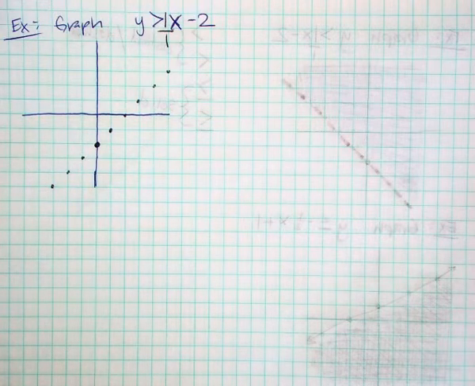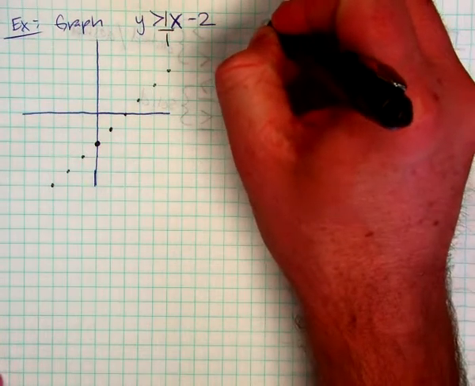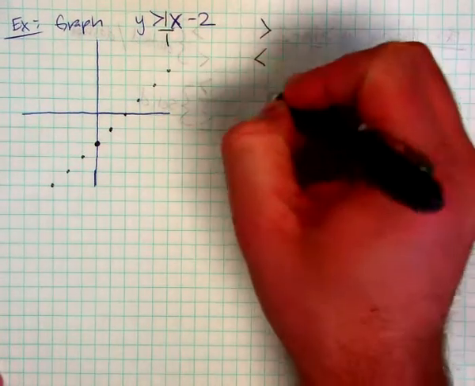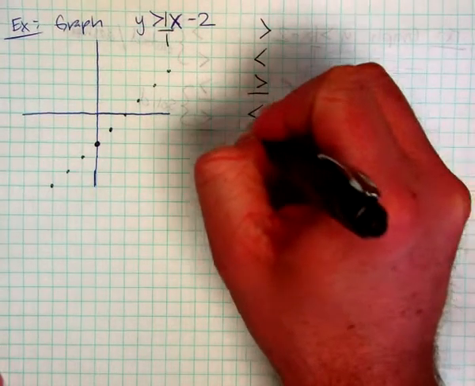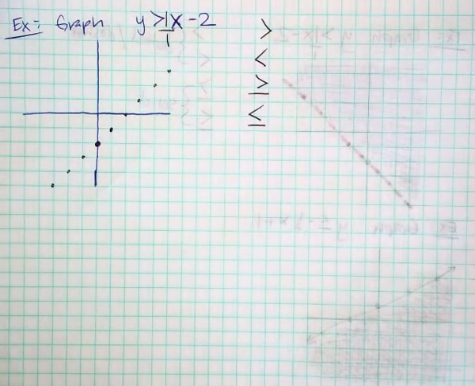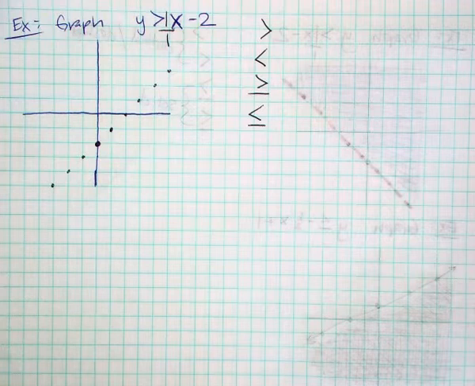Now that we've made all of our points, the question becomes, how am I going to connect them? To answer this question, we have to think back to the beginning of September when we first saw inequalities, and we said we have these 4 different possible symbols: greater than, less than, greater than or equal to, less than or equal to. And back then we were graphing on a number line. Now raise your hand if you remember this.